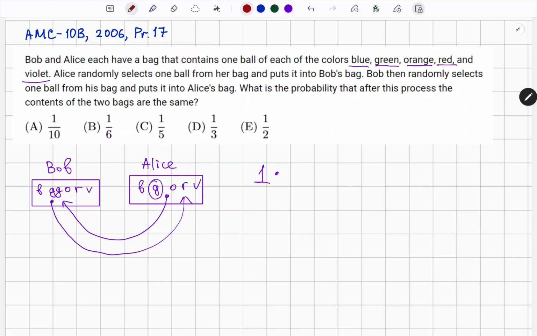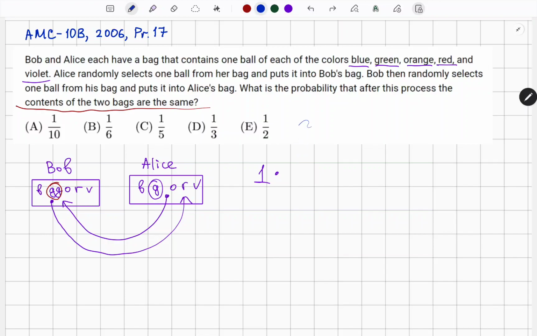Bob must choose a green ball in order to return it back to Alice's bag. Then the contents of the two bags are the same. So we have to understand the probability of choosing this double color from Bob's bag.